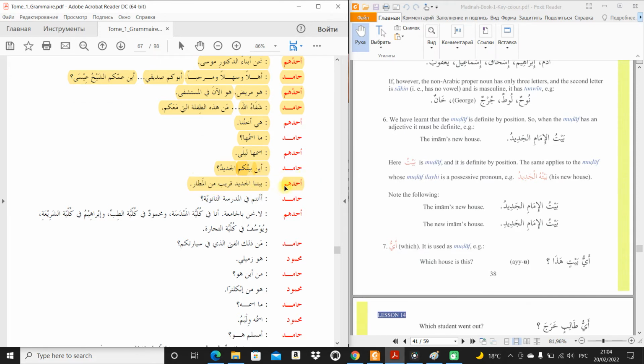One of them says, بيتنا الجديد. Again, that's مضاف, therefore it doesn't take alif lam, but it's definite by position, therefore its adjective comes with alif lam. Our new house قريب من المطار. Close from the airport.